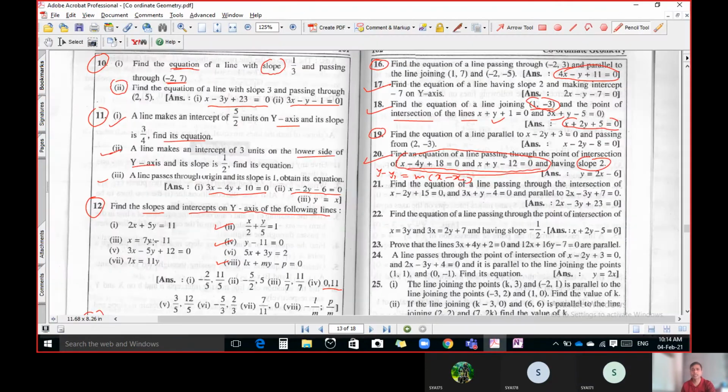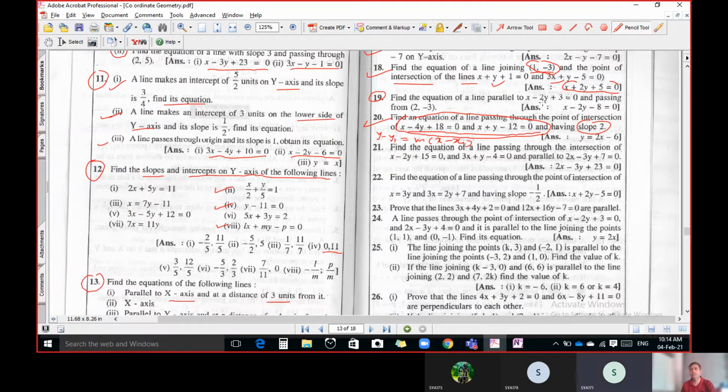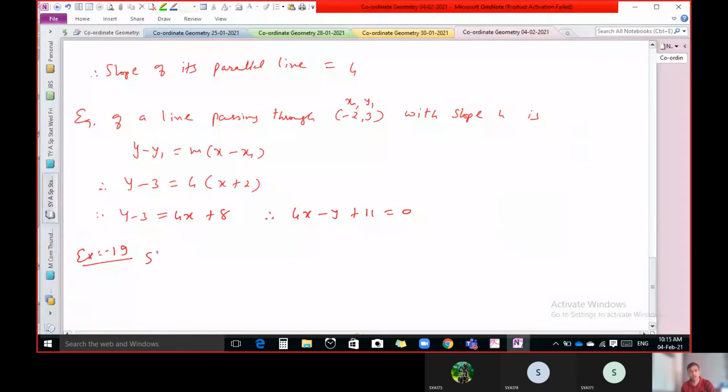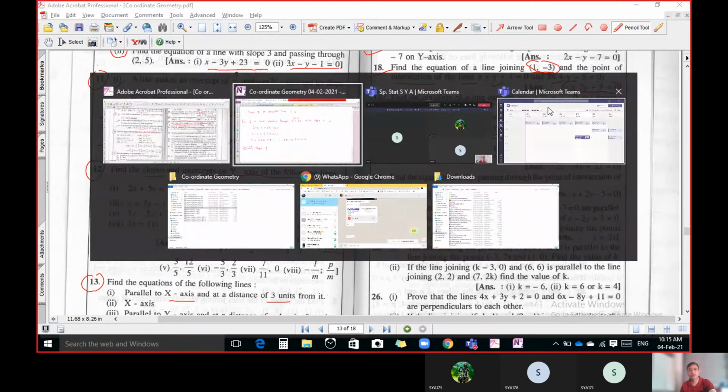Now see 19. Find the equation of a line parallel to x minus 2y plus 3 equal to 0 and passing through (2, -3). Now in this question, one point is given, (2, -3), and it is given that another line is there which is parallel to this line. So let us find out first of all the slope of this line. Slope of the line x minus 2y plus 3 equal to 0.